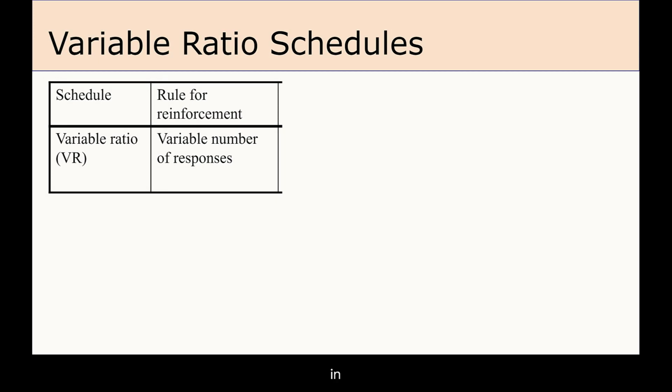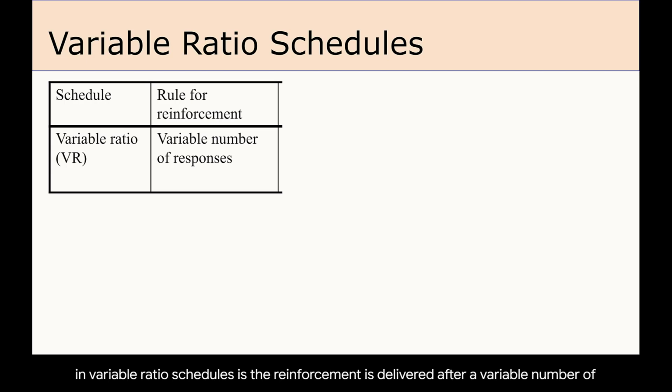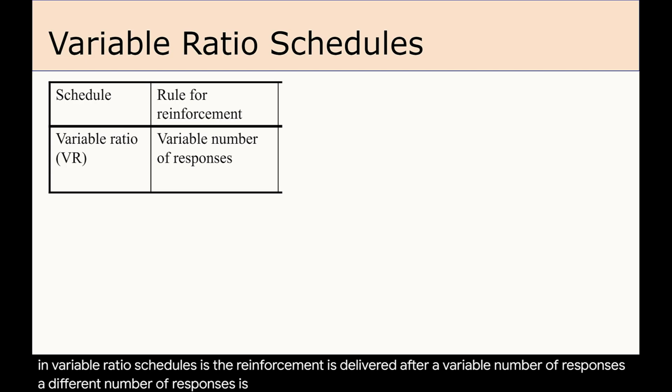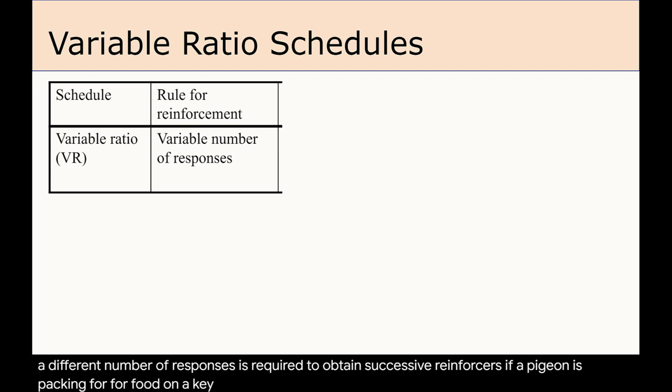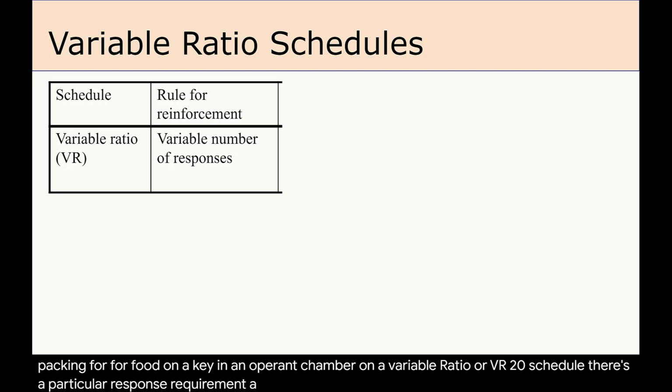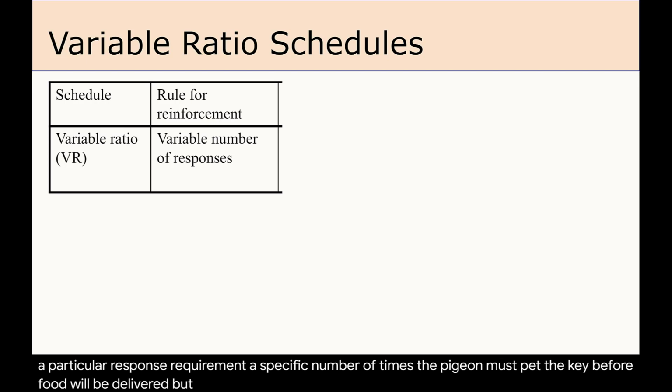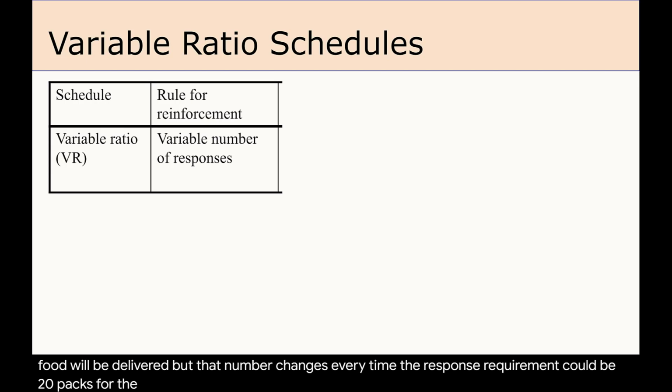The rule in variable ratio schedules is that reinforcement is delivered after a variable number of responses. A different number of responses is required to obtain successive reinforcers. If a pigeon is pecking for food on a key in an operant chamber on a variable ratio or VR20 schedule, there's a particular response requirement, a specific number of times the pigeon must peck the key before food will be delivered, but that number changes every time. The response requirement could be 20 pecks for the first reinforcer, but only 1 for the next. That's what makes it variable.